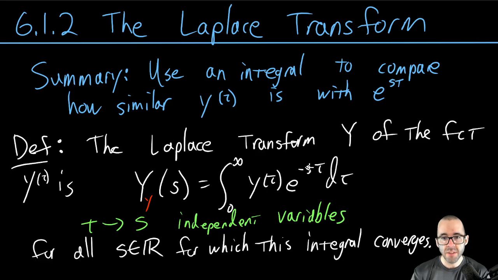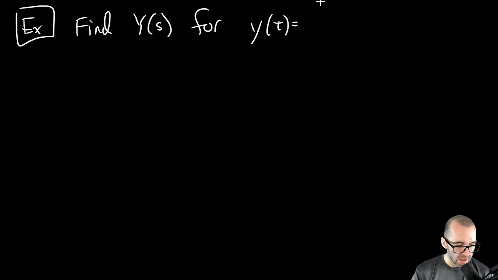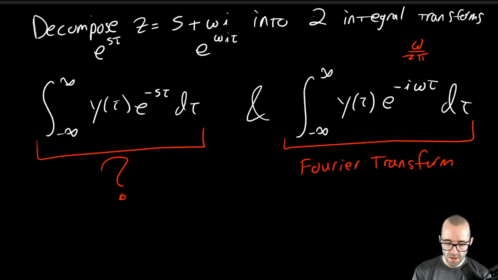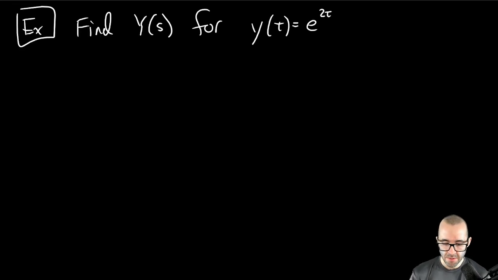So, enough definitions. What does the Laplace transform of a function actually look like? Well, let's do it. So we're going to do an example together. So we're going to find the Laplace transform, which will be a function of a new variable s, for the function y of t equals negative e to the 2t. Going back, what is the Laplace transform doing? It's using an integral to compare how similar our given function is with e to the st.